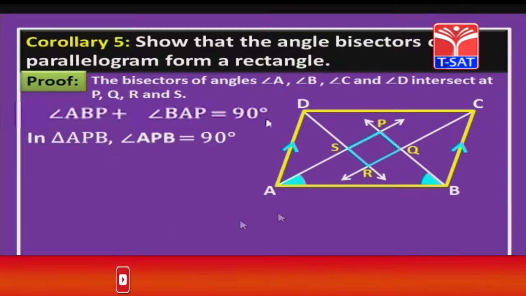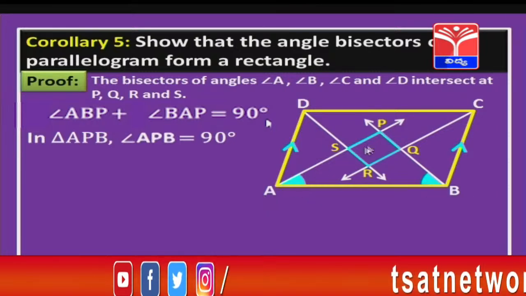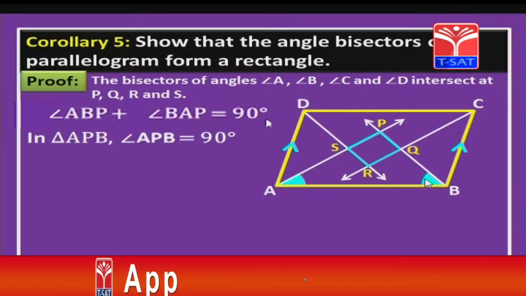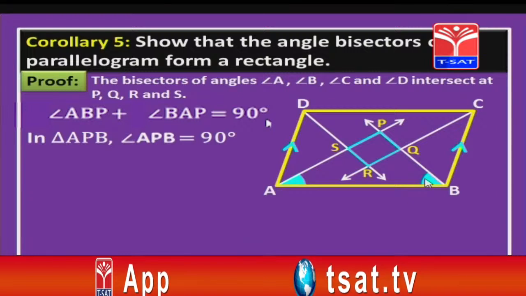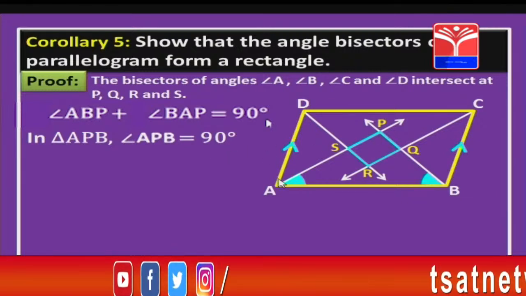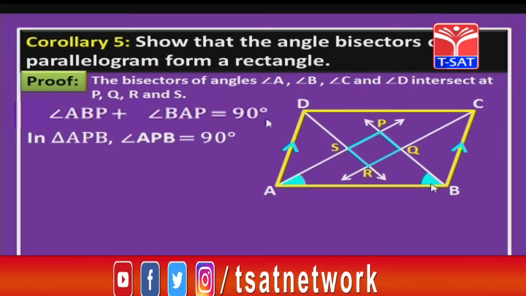Now, let us consider triangle APB, this bigger triangle. In this, we have noticed these two angles, which are shaded here, and the sum of these two is 90. In a triangle we know that the sum of 3 angles is 180. Out of this, the sum of these two is 90. So, this remaining angle here should be equal to 90. This is nothing but APB. So, we have APB as 90 degrees.